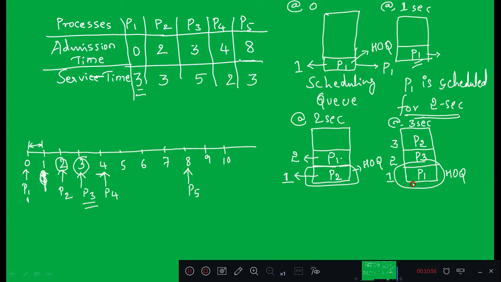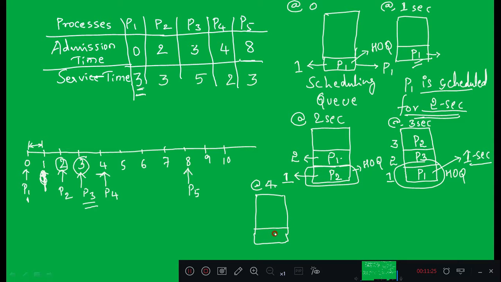At the third second, P1 is scheduled, right? So after scheduling for one more second, what happens? P1 completes its execution, because P1 was scheduled for 2 seconds initially. Now it is scheduled for 1 second, and its service time is 3 seconds. That means it will complete its execution and it will be removed from the memory, right? So at 4, what happens?